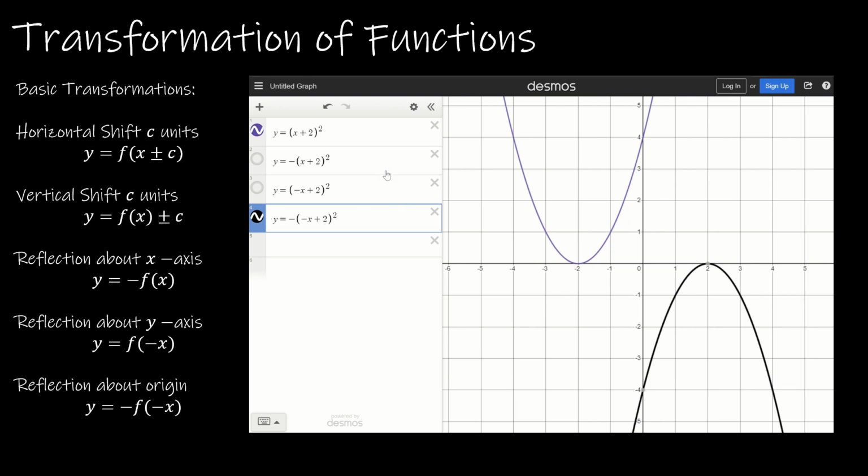Hopefully that's a good review for you of the transformation of functions. Up next, we're going to finish our review chapter by taking a look at trigonometric functions.